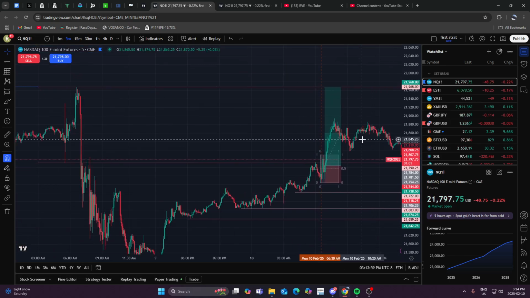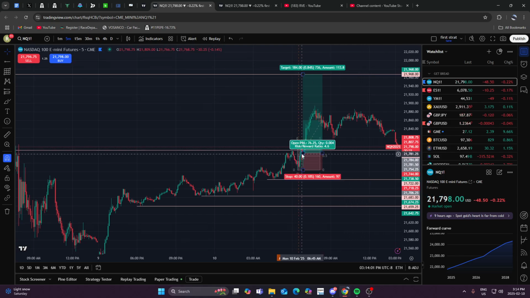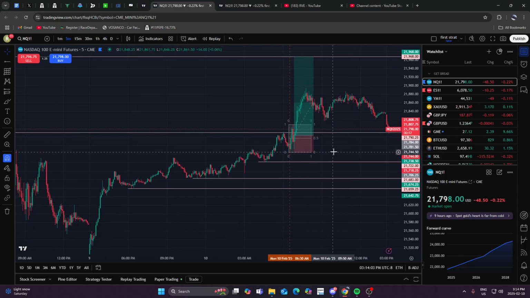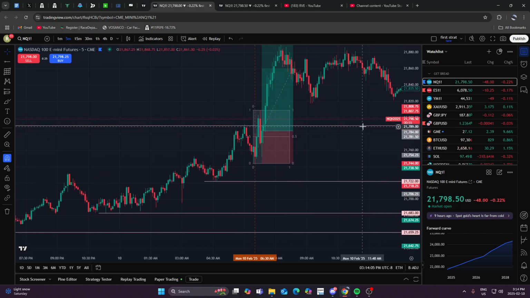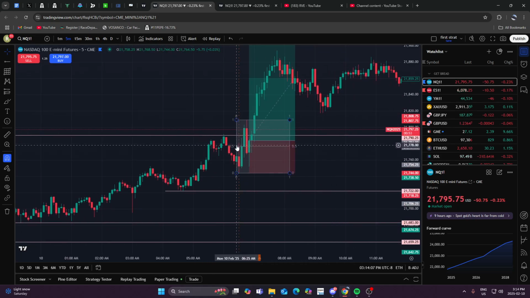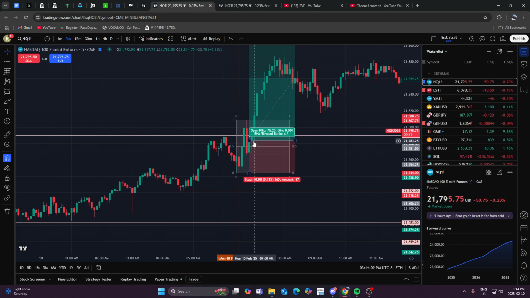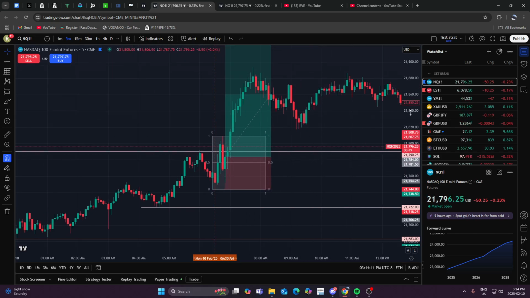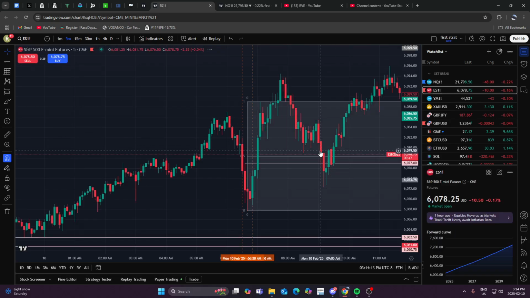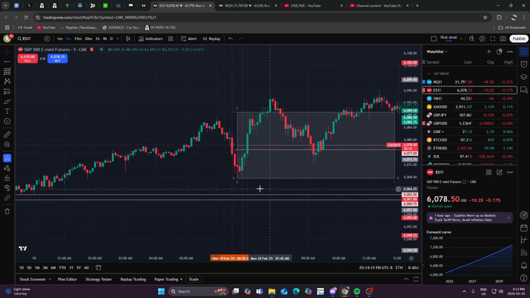So pretty simple trade. Usually I'll wait for some kind of liquidity sweep or test of something. We got a test into this order block here, closed out of that, and so that was how I made my trade. The S&P had a little bit different price action.